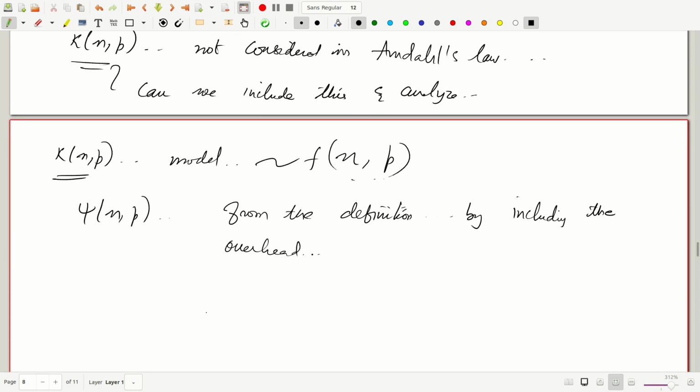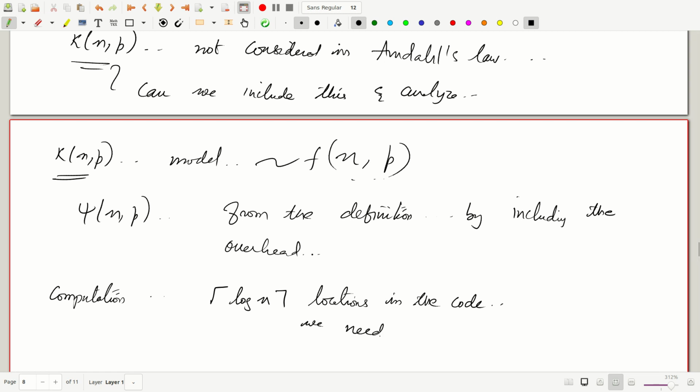Okay, so to do that, let me say that in a particular computation or a particular algorithm, let us say there are log n points or log n locations in the code where we need to communicate, or log n times we need to communicate between the processes.